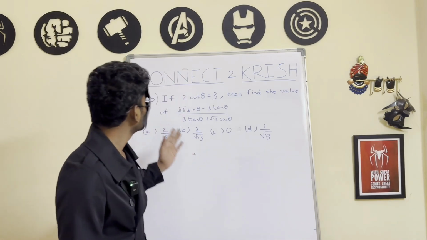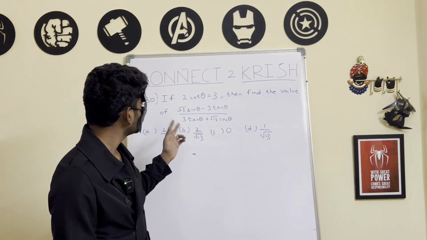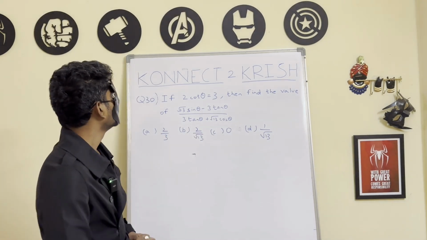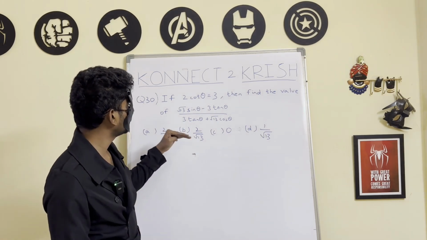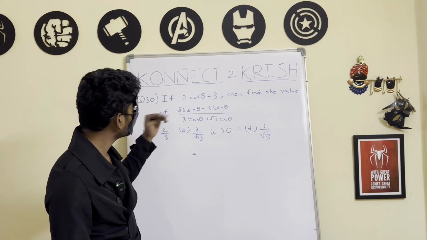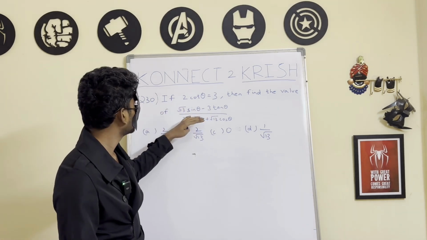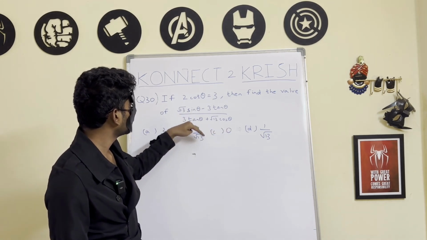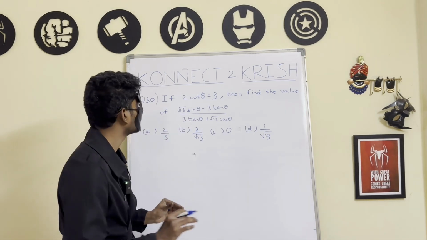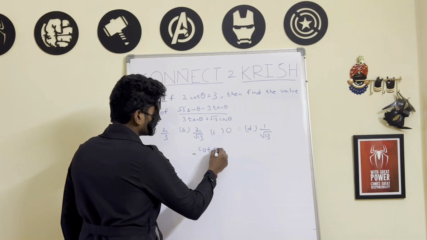So superhumans, next question is, if 2 cot theta is equal to 3, then find the value of (root 13 sin theta minus 3 tan theta) by (3 tan theta plus root 13 cos theta). So we'll check whether we'll be able to simplify this in terms of cot. If we divide by sin, whether we are able to convert it in terms of cot. I'll be checking, no. If I divide numerator and denominator by cos also, it's not possible. So it's better to solve with the normal method, like the ones I taught you, taking perpendicular and base.